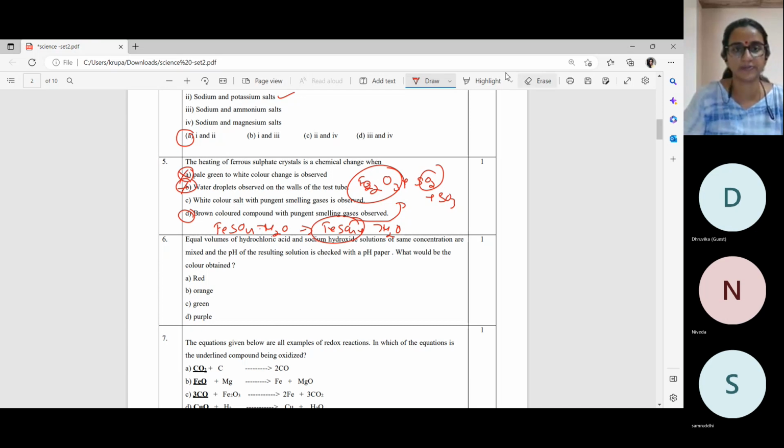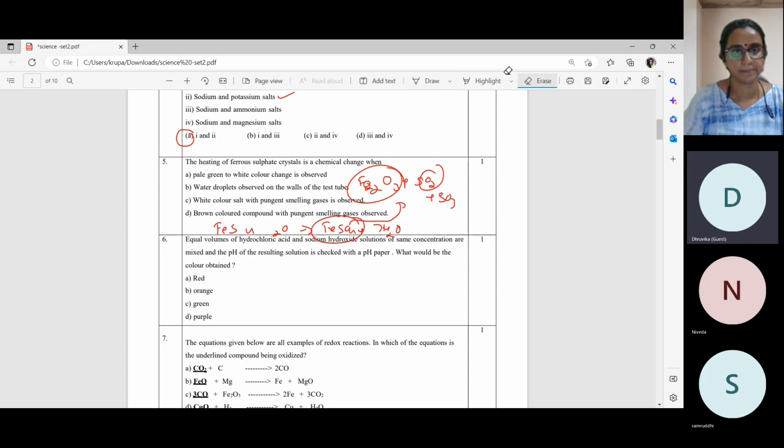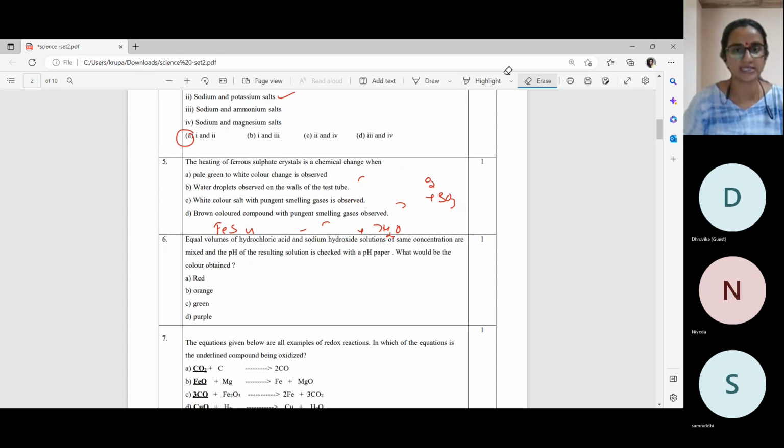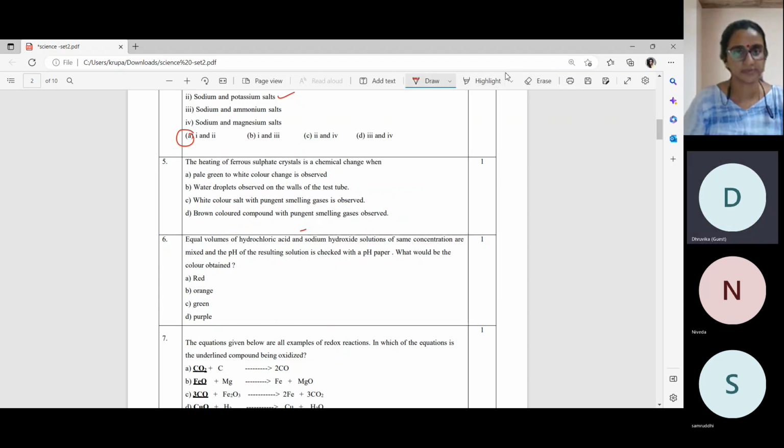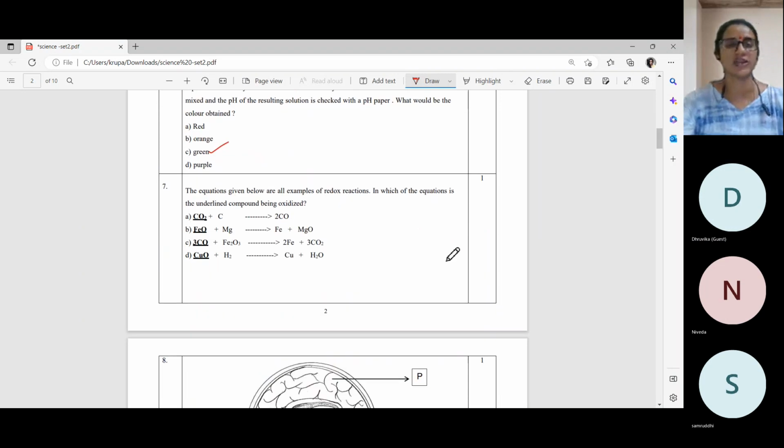Okay, awesome. Next one. Green. Green is right. Analysis, or why is that your answer? Because both of them are strong acid and strong base, so it will be neutral. So green. Perfect. Next.